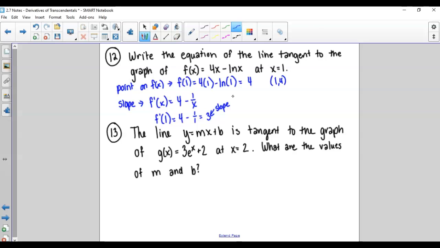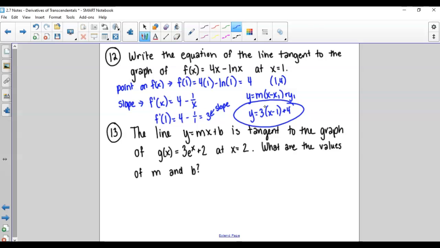So remember to use that point slope form. If you've forgotten it, it's y equals m times x minus x1 plus y1. And so in this case, it's going to be y equals 3 times x minus 1 plus 4. So this would be your answer for your tangent line.